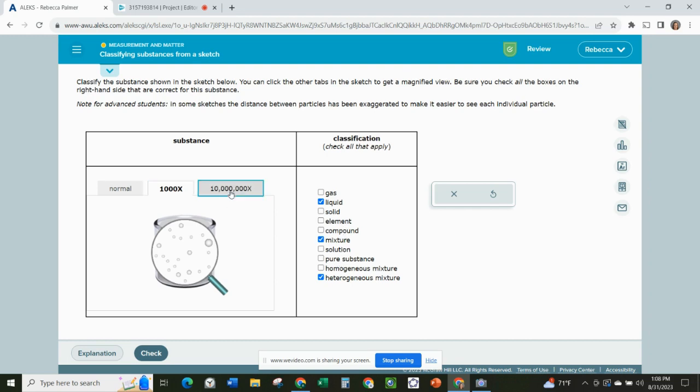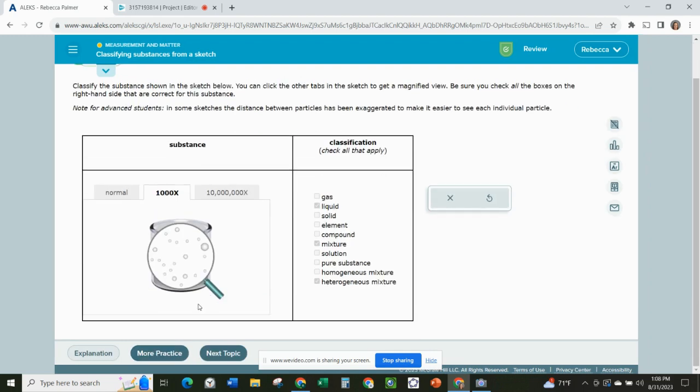I don't think it's a pure substance because at this level we have two different substances. We have this particle thing and we have water. Those are two different substances, so it's not pure. And it's not homogeneous because it's not see-through at the 1,000 times level. So let's check and see. Okay. Let's do a few more.